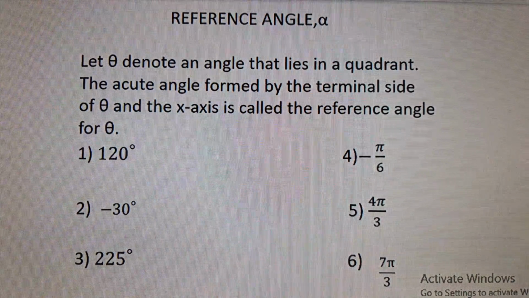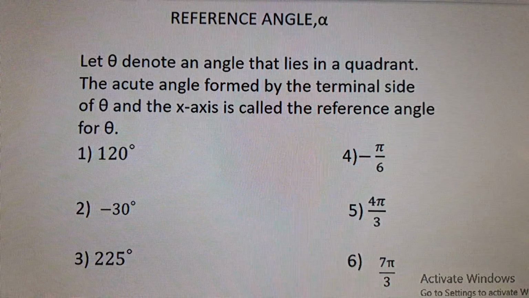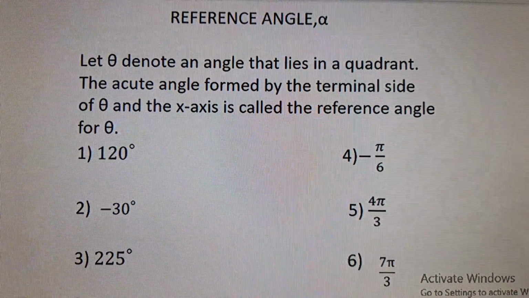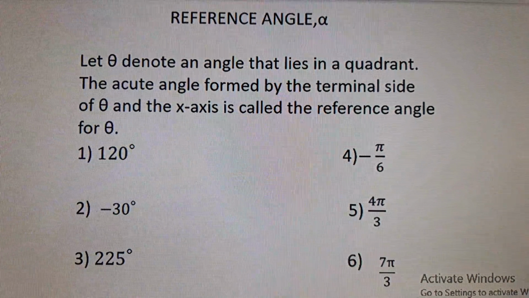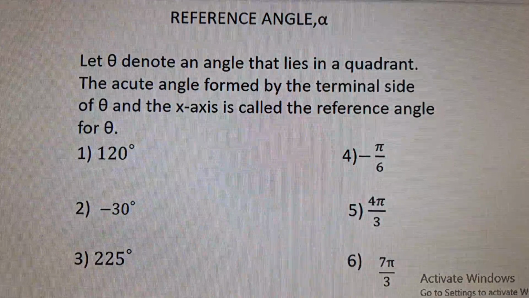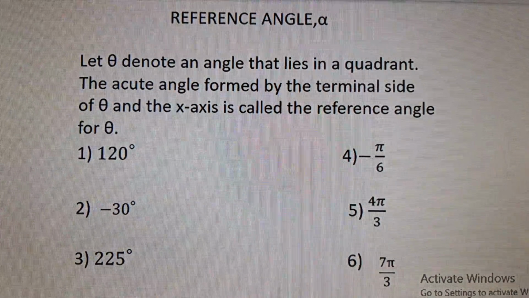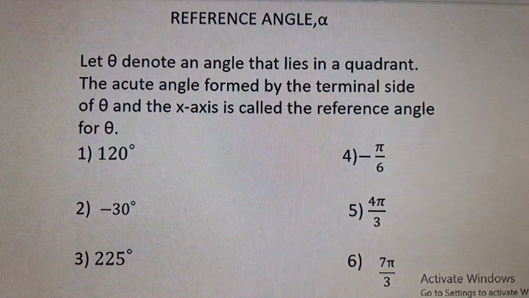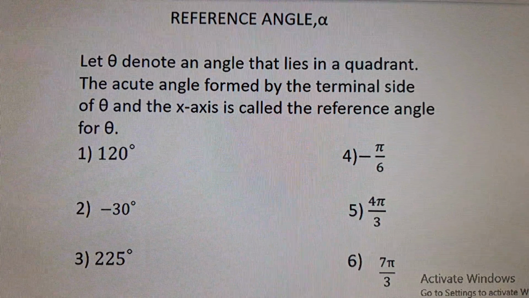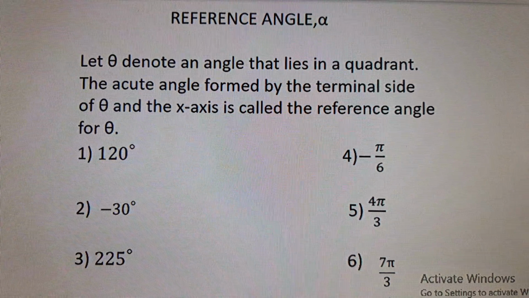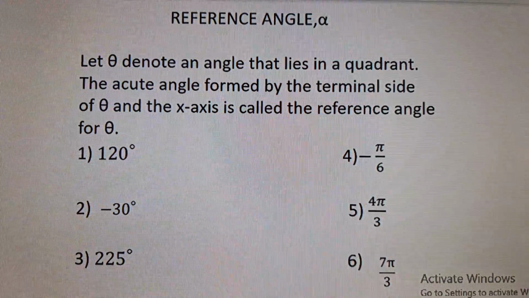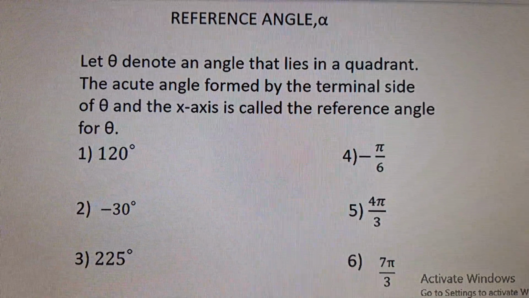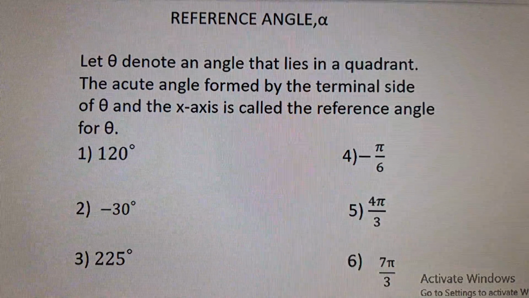So let's talk about the definition of a reference angle. It says, let theta denote an angle that lies in a quadrant. The acute angle formed by the terminal side of theta and the axis is called a reference angle for theta. And the symbol for that angle is going to be alpha.